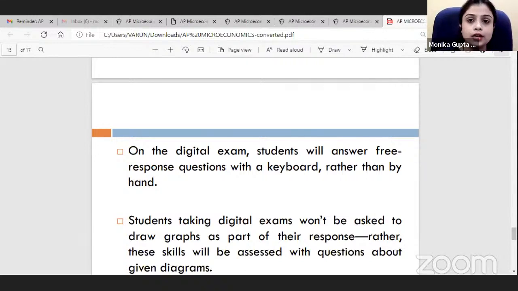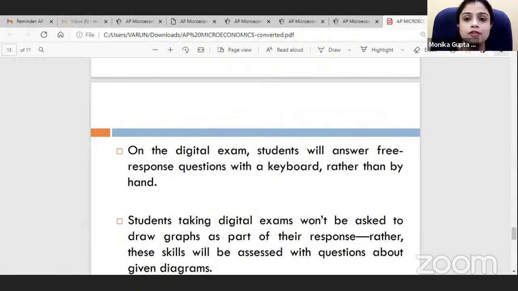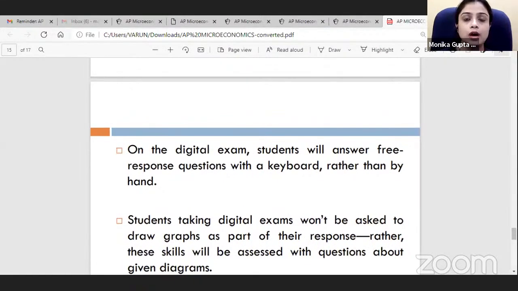You can go through them, and it is very important that you practice an ample amount of papers, because it will create a habit of how you're going to answer your free response questions and your multiple choice questions.